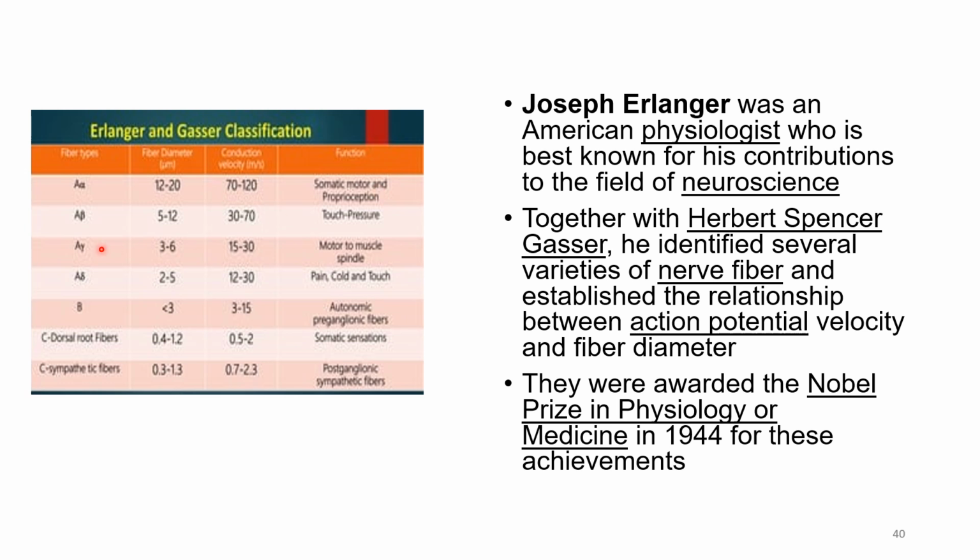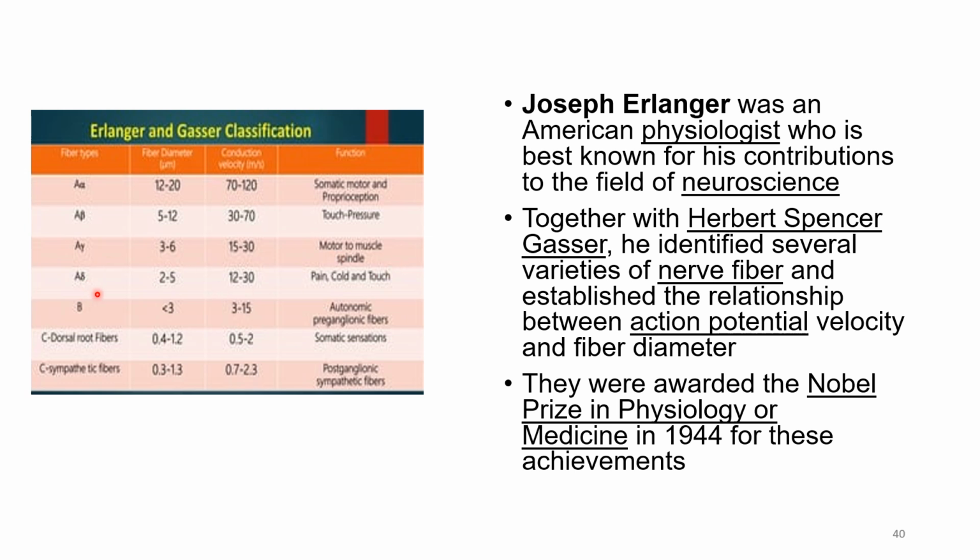Now coming to the second type, that is A beta fibers. They have 5 to 12 microns diameter and a velocity of 30 to 70 meters per second. These have only afferent activity, that is they will carry only touch and pressure sensations from the periphery to the center. Now coming to A gamma, it has 3 to 6 microns in diameter and a conduction velocity of 15 to 30 meters per second. These have only efferent activity, that is motor activity to the muscle spindle.